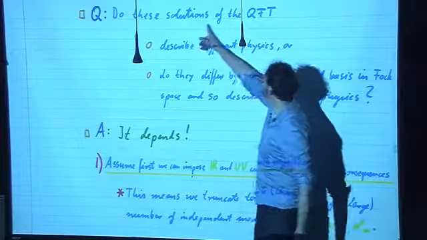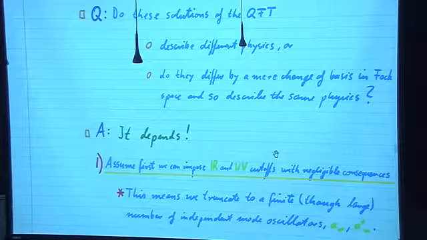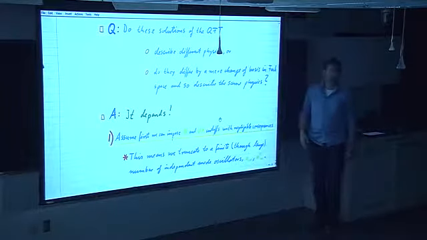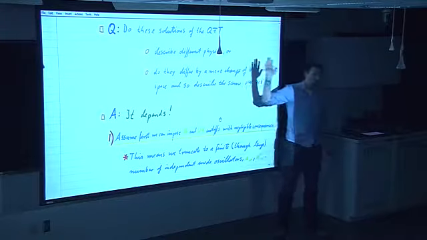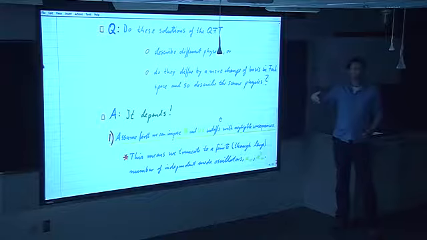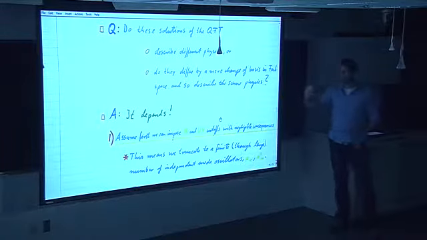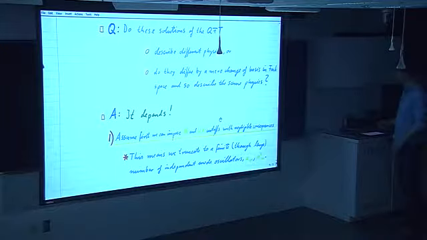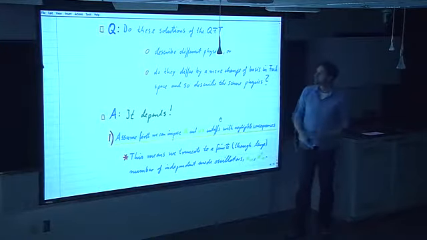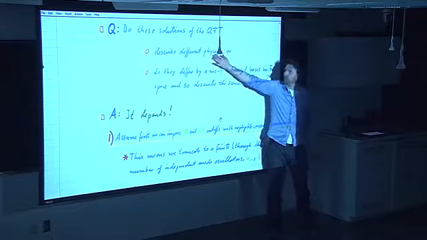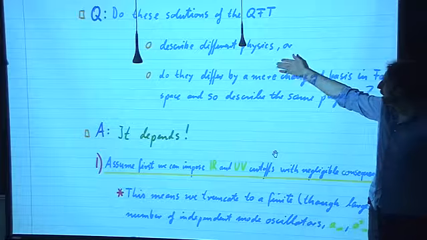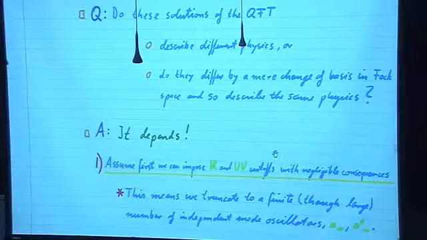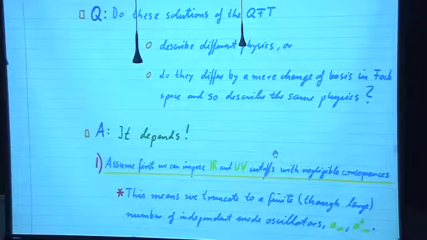So here's the question. Do these solutions of the quantum field theory describe different physics? Or do they describe the same physics and they differ merely by a change of basis in the Fock space? Right? That's the alternative. Either they describe different physics or the same physics, and in that case there must be some map between the Fock spaces. And it's the latter, not the former. In principle, it could have been that different ways to solve the quantum field theory give different physics. But no, we get the same physics, and the different ways of solving the quantum field theory just correspond to a change of basis in the Fock space. Not trivial, though.